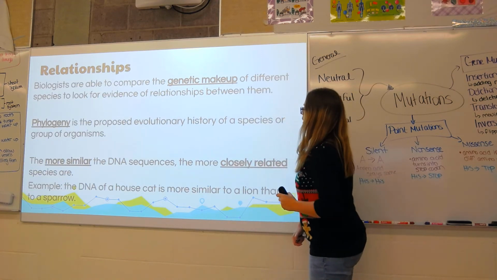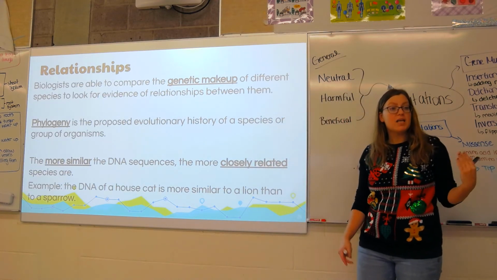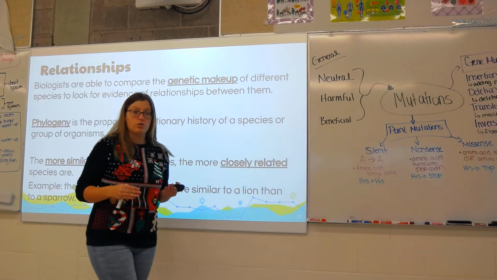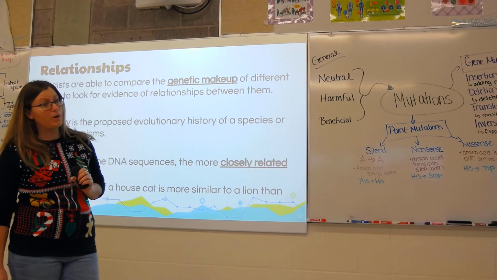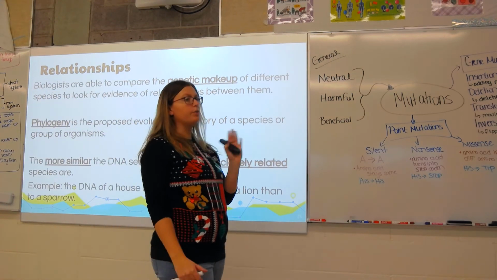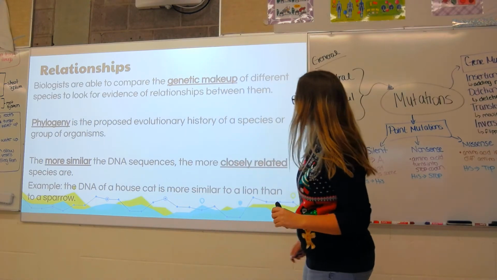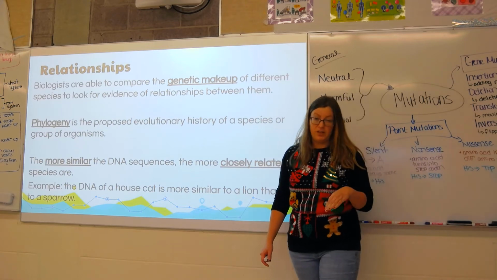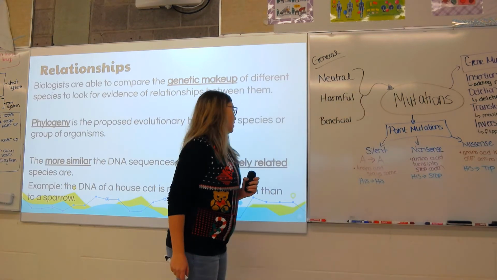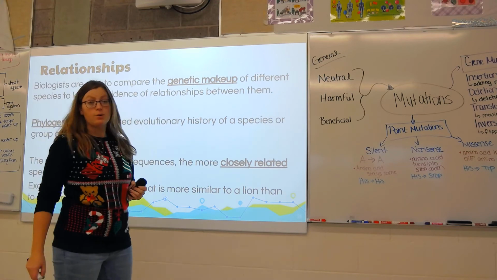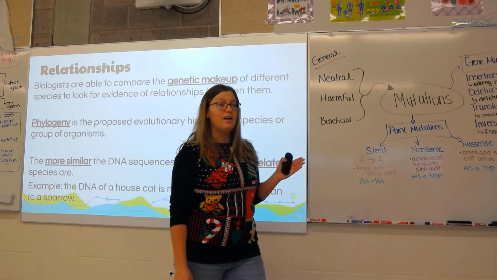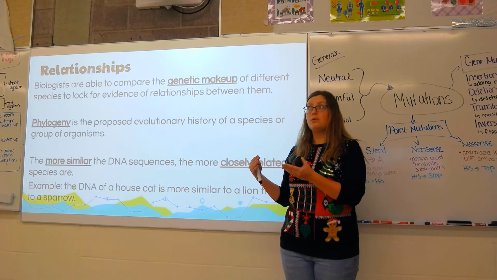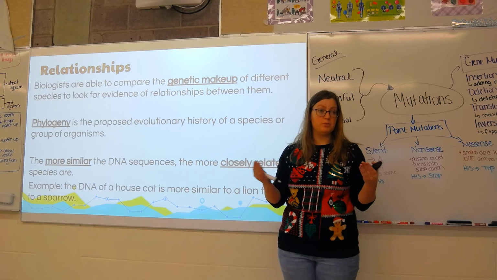Phylogeny is the proposed evolutionary history of a species or group of organisms, and you can link the information you get from this into a phylogenetic tree. This is something that you should have done in Bio 20, but again, I know last year with COVID, I don't know how much detail you guys went into stuff. But basically, the more similar your DNA sequence, or more similar your gene sequence specifically, the more closely related the species are. So for example, the DNA of a house cat is a lot more similar to that of a lion than it is to a sparrow, because cats are mammals, sparrows are birds. Mammals and birds are two very different things, okay?